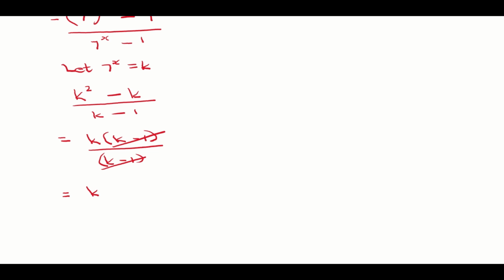So we've got to go back. Notice in this step we let 7 to the power of x equals k. So if our answer is just k, we substitute it with 7 to the power of x, and that is your final answer.